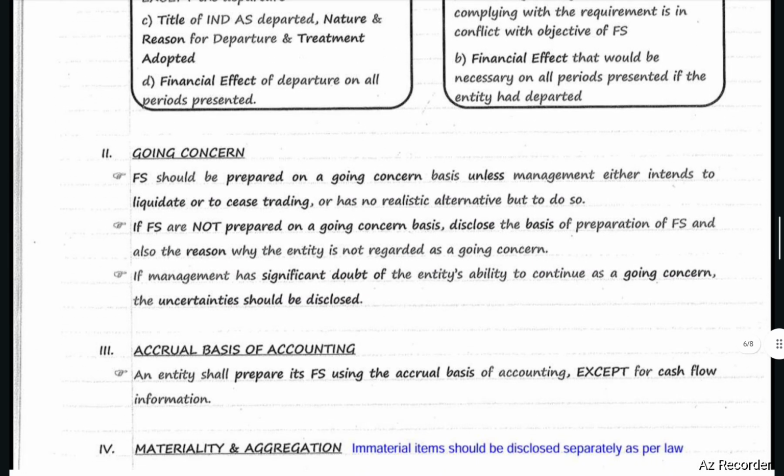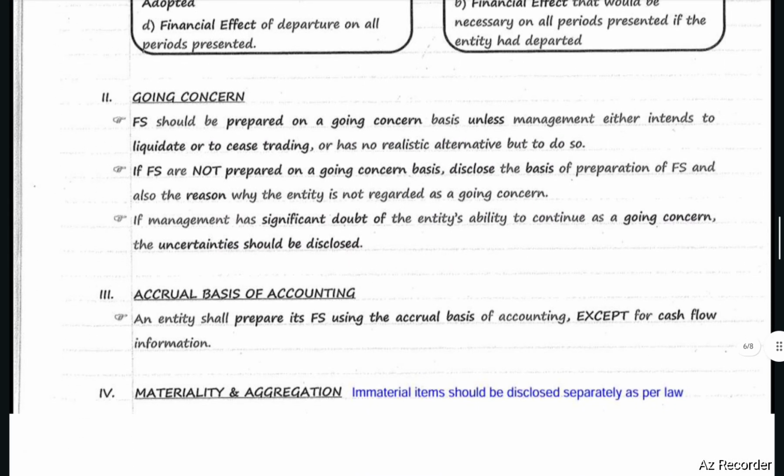Next, going concern. Financial statements should be prepared on going concern basis unless management either intends to liquidate or to cease trading or has no realistic alternative but to do so. If financial statements are not prepared on a going concern basis, disclose the basis of preparation of financial statements and also the reason why the entity is not regarded as going concern. If management has significant doubt of the entity's ability to continue as a going concern, the uncertainties should be disclosed.